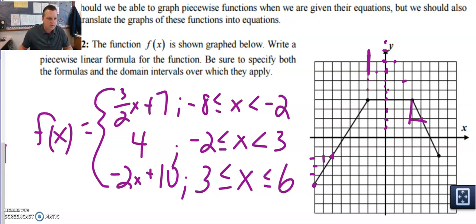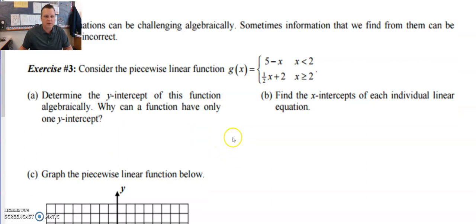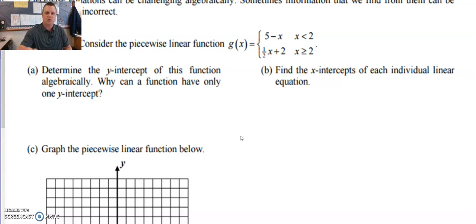Okay? And then we move on to, here's another piecewise equation. Consider the piecewise linear function. Determine the y-intercept. Okay, so the y-intercept of this function algebraically. So what that means is your y-intercept is where x equals 0. So you can go ahead, plug it in your graph, whatever else, but if they want to show it algebraically, you have to find which domain has x's equal to 0.